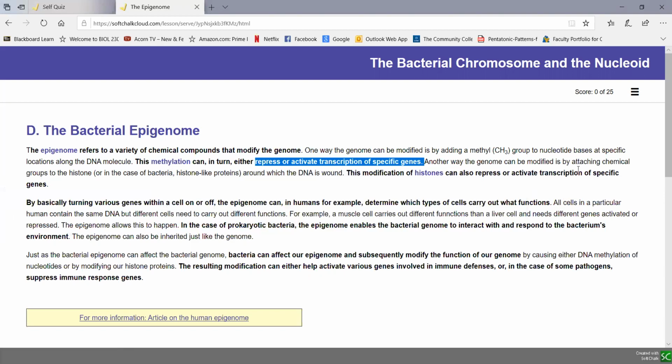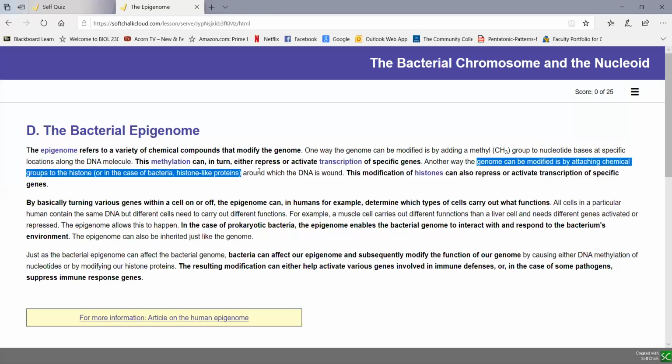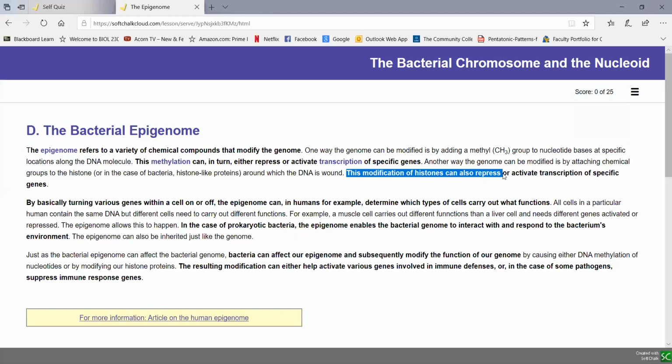Now, another way the genome can be modified besides adding chemical groups like methyl groups is by attaching chemical groups to the histone-like proteins in eukaryotic cells or the histone-like proteins in prokaryotic cells. And remember, the DNA winds around these histones and histone-like proteins, and the way it winds around determines how tightly or loosely bound it is. So modification of the histones or histone-like proteins can also repress or activate transcription of specific genes. If the DNA is very tightly wound, then it can't be transcribed into RNA very easily, whereas if it's more loosely wound, then it can be transcribed.